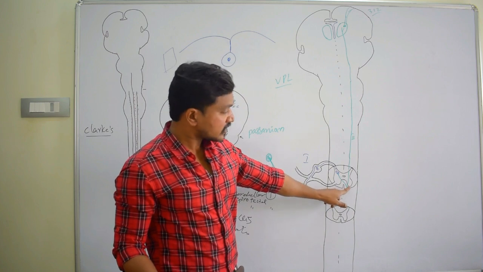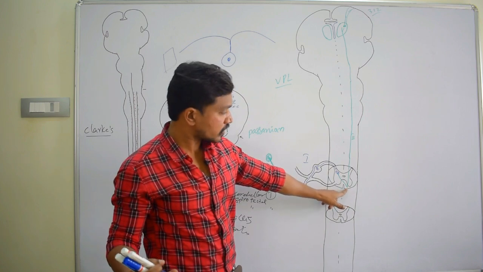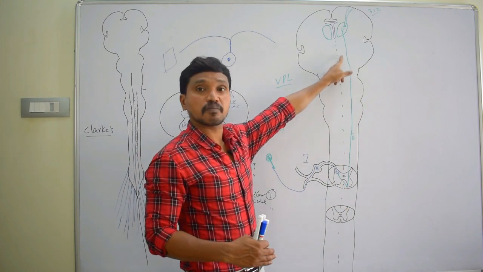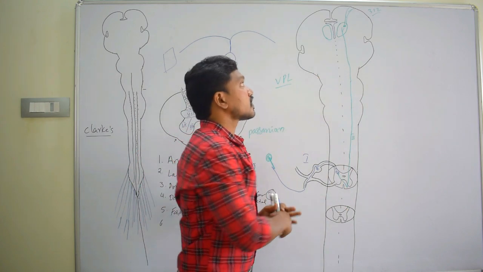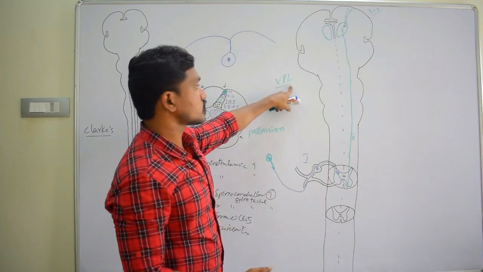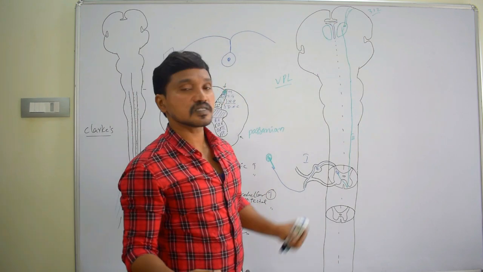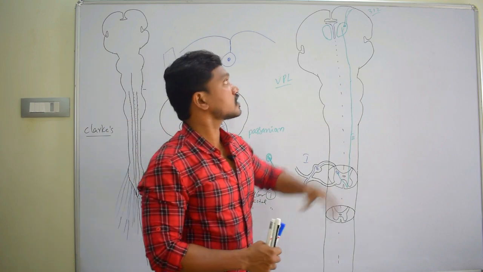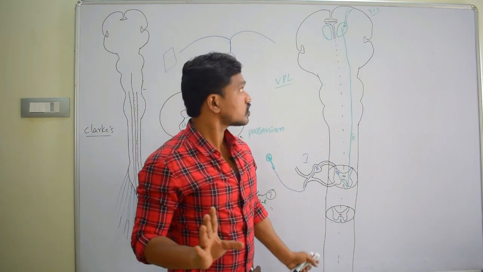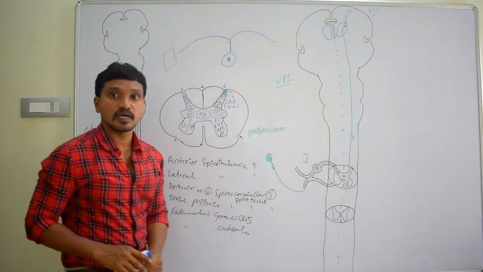Then in the anterior white funiculus of the opposite half of the spinal cord, these fibers ascend, pass through the brainstem and the internal capsule, and reach the thalamus, the ventral posterior lateral nucleus. From this nucleus, third order neurons start and reach area numbers 3, 1, 2, that means the somatosensory area.